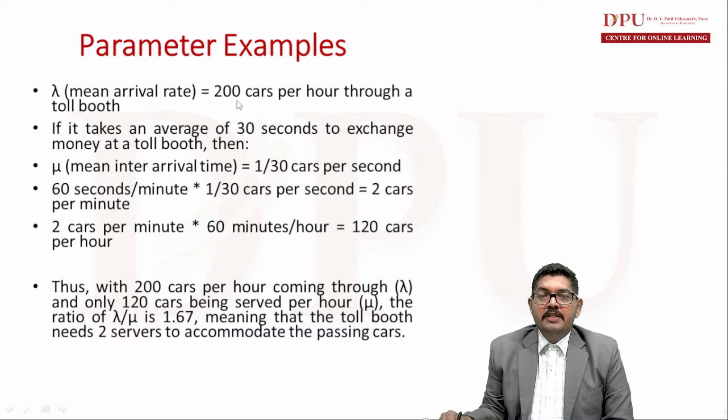So the mean arrival rate is 200 cars per hour, and the mean service rate is 120 cars per hour. When we divide lambda by mu, we get 1.67, and this 1.67 indicates that one server is insufficient to serve the arriving cars, and therefore you need to have two servers, so that things happen quickly, and people can pay their tolls quickly and go through the toll.